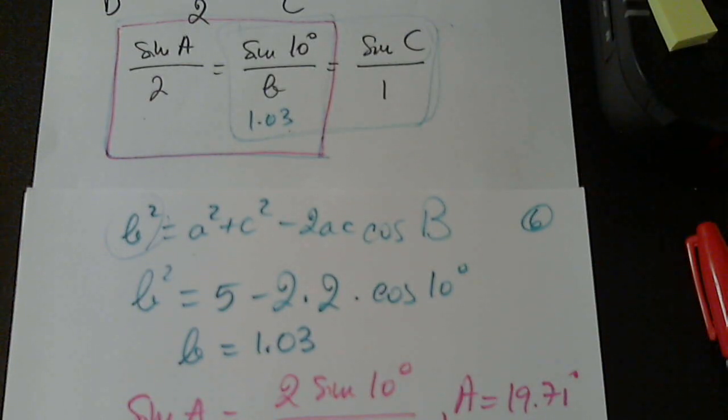Oh, I think I wasn't sharing. I'm so sorry. So I had 2 times sine 10 degrees divided by 1.03. I got this number. And then I apply sine inverse to the previous answer, and I got 19.71 degrees. From 180, I subtracted 19.71 degrees, and I also subtracted 10 degrees for B to get angle C, 150.29 degrees. Sorry about that.